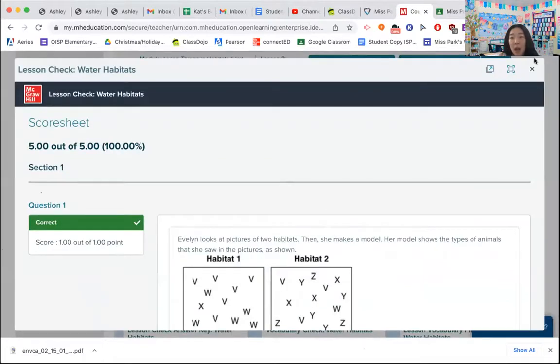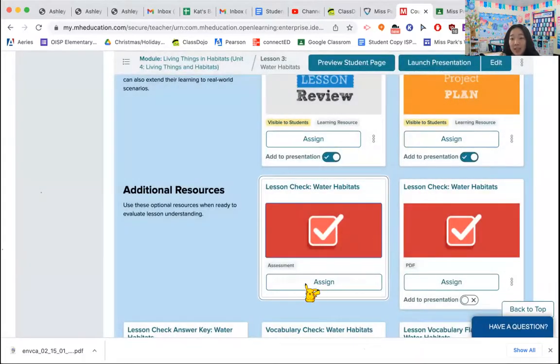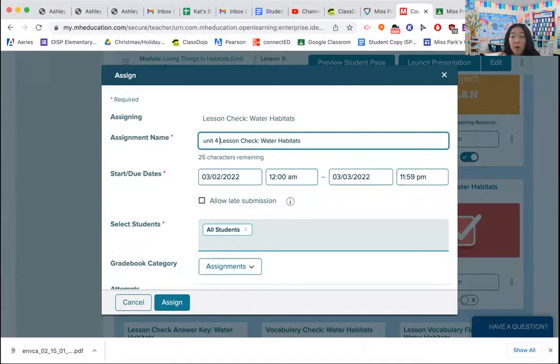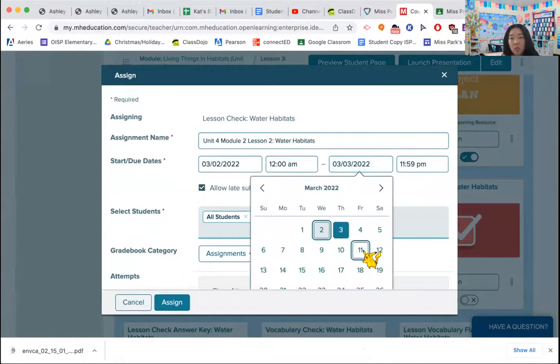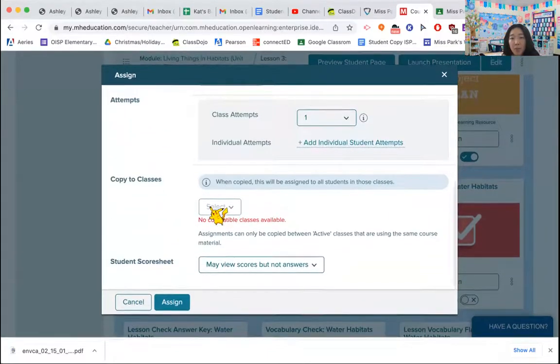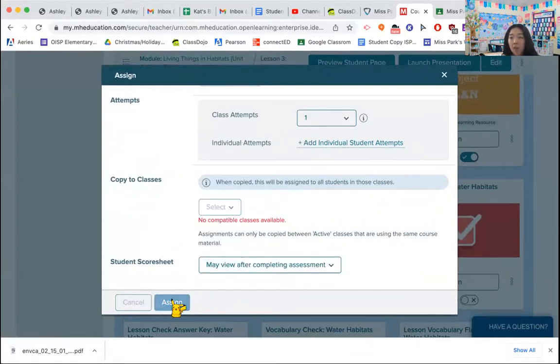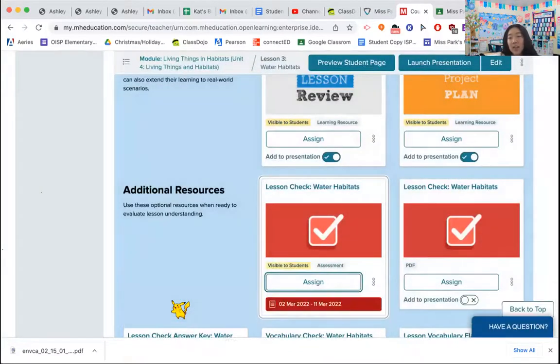All right. I am going to now assign this test. This is your Unit 4, Module 2, Lesson 2 check. I'm going to allow late submissions. I'll give you guys till next week to complete it, but I want you guys to do it now, and you may view after completing assessment. All right. I just assigned your quiz for you guys. You guys can take it.